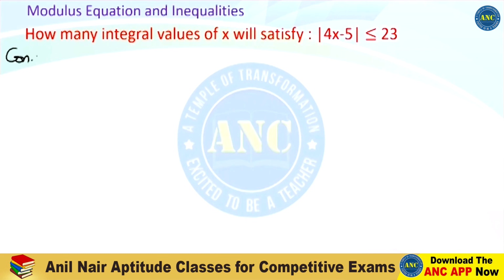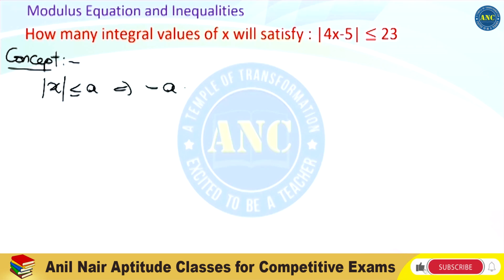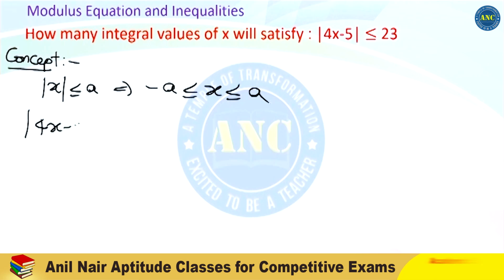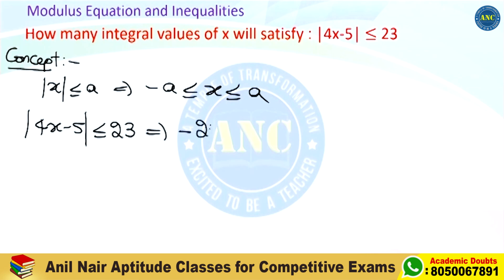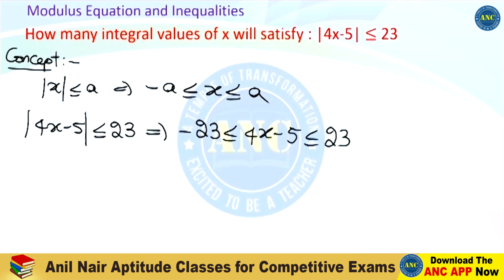Again we will write down the concept. Mod x less than or equivalent to a. If it is less than or equivalent to a, x lies from minus a to a. Minus a less than or equivalent to x less than or equivalent to a. So these are nothing but mod of 4x minus 5 less than or equivalent to 23. So minus 23 less than or equivalent to 4x minus 5 less than or equivalent to 23.